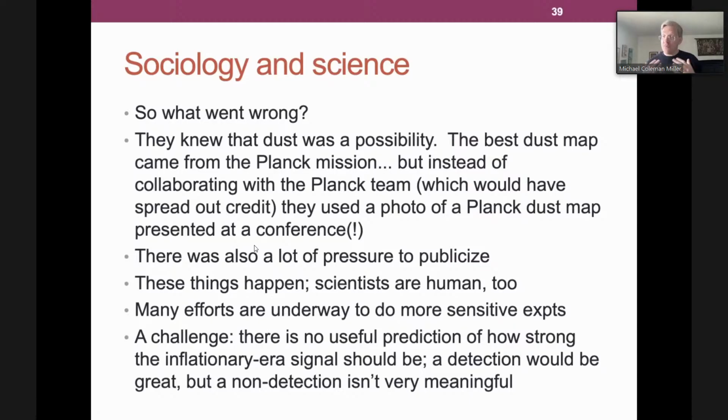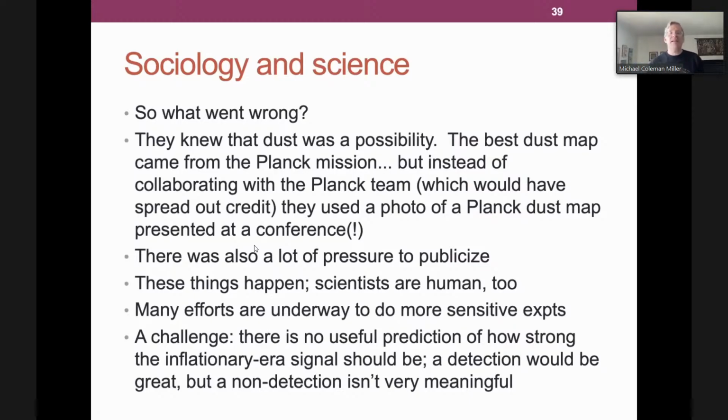People are now doing much more sensitive experiments, and the original so-called discovery has been ruled out by a lot. It wasn't right. One aspect of this that's a challenge, going back to the claim the theorists made that this is exactly what was expected: it isn't, and it wasn't at the time. Basically, if you see this, it's a tremendous fundamental discovery. If you do not, it's not very meaningful because there's no way of predicting the amplitude. It could be there, just not detectable by any mission in the next century.